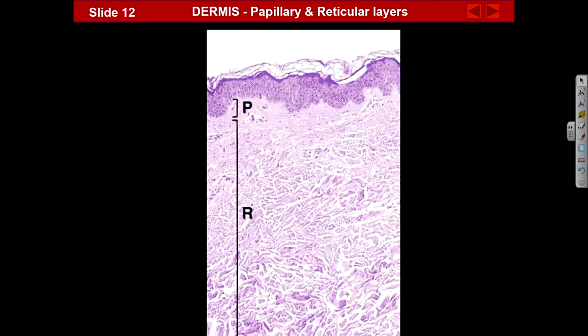Okay, low power view of the dermis now. The epidermis is this darker stained area here. The papillary layer is the finger-like interdigitations into the epidermis, and the more reticular layer is shown here with all of the connective tissue in the reticular layer. Okay.